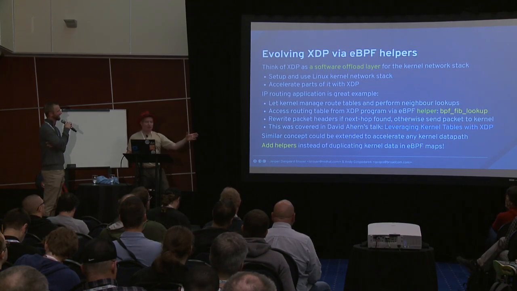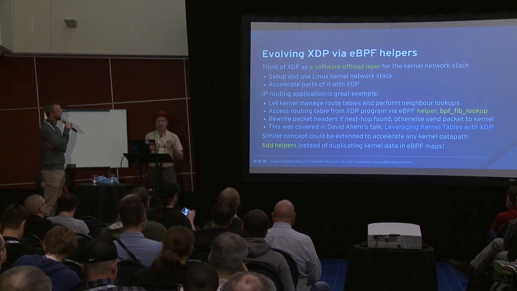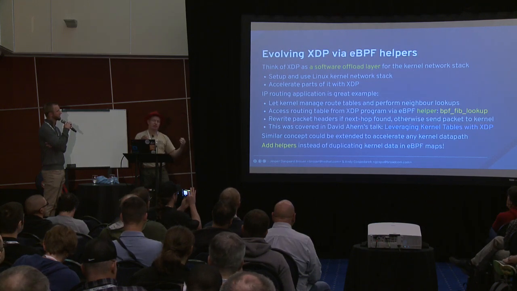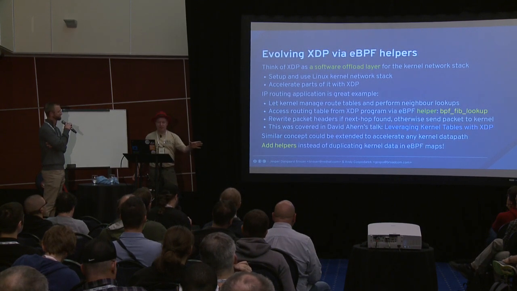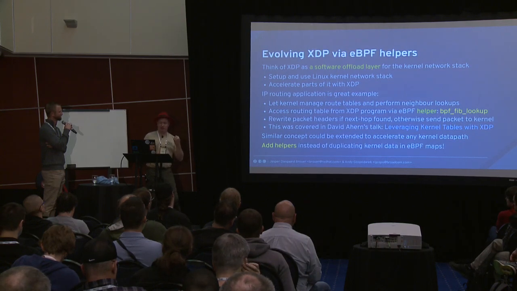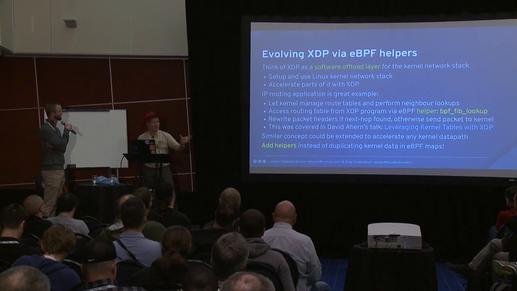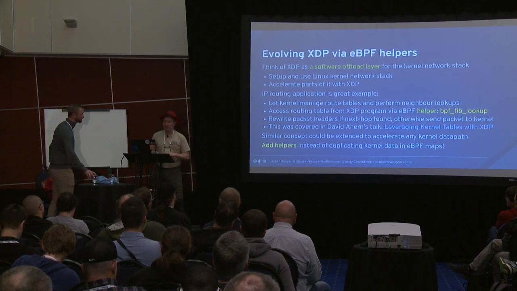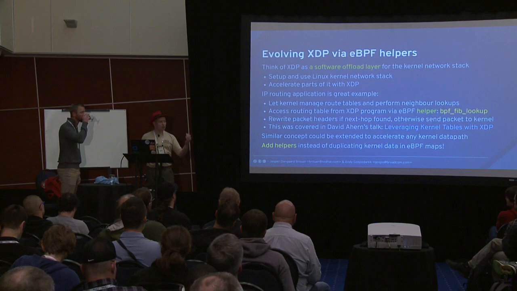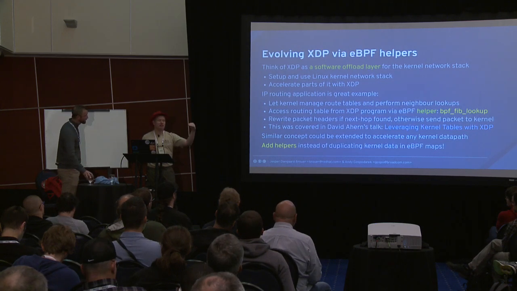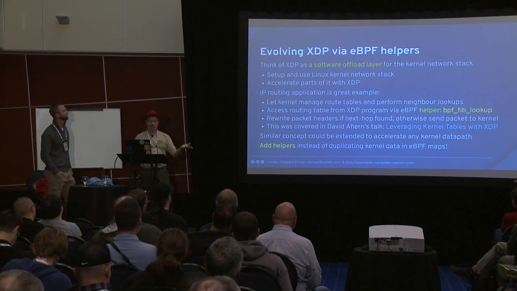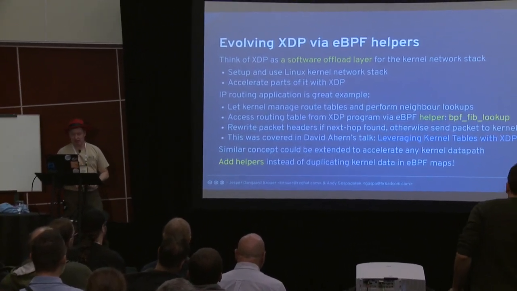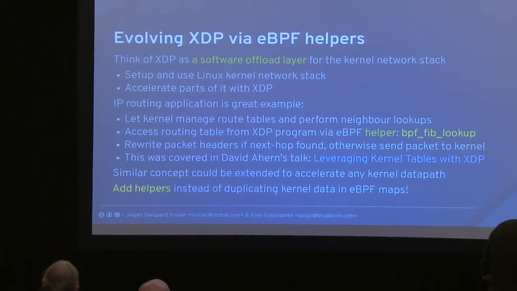But the basic fundamental idea is that you should see XDP as a software offload, because you want to cooperate with the network stack. You just configure the existing network stack as you want, and then you have XDP accelerate only part of it, the fast path. And we can fall back to calling pass on the packets that we cannot accelerate in the fast path, to let the network stack handle those. And IP routing is a good example, which, as mentioned, David implemented.